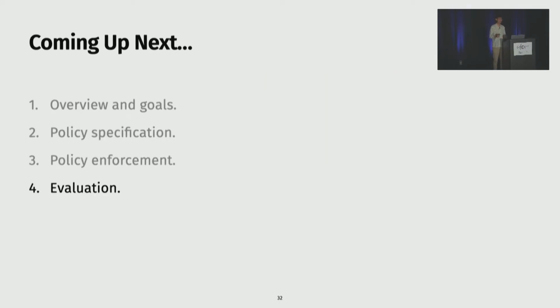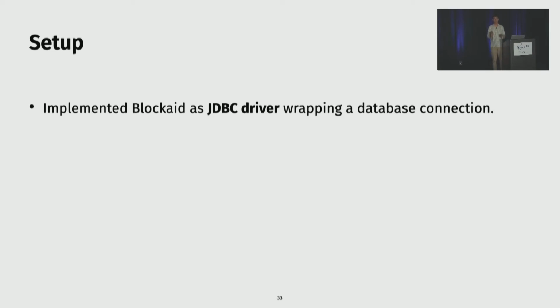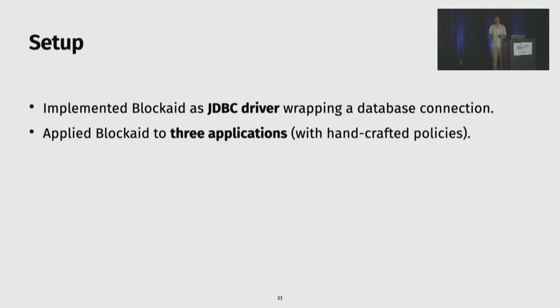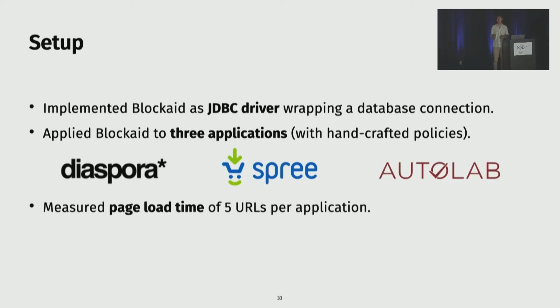Let me end this talk with an evaluation. We implemented Blockaid as a JDBC driver wrapping a database connection, and our prototype can be used on any application that runs on the JVM. We applied our prototype to 3 applications for which we handcrafted policies. The applications are Diaspora, a social network, Spree, an e-commerce site, and Autolab, a course management system. We measured the page load time of a benchmark of 5 URLs per application using a client that resides on the same machine as the server in order to reduce performance variability.